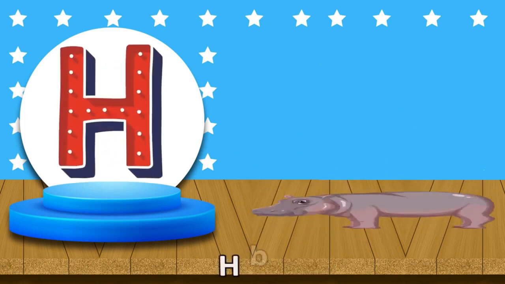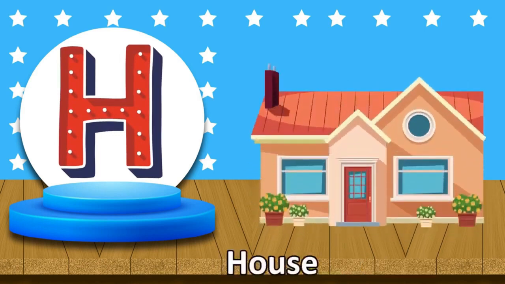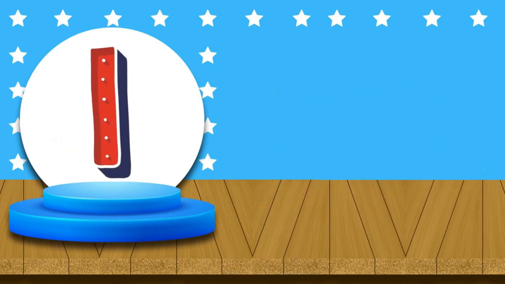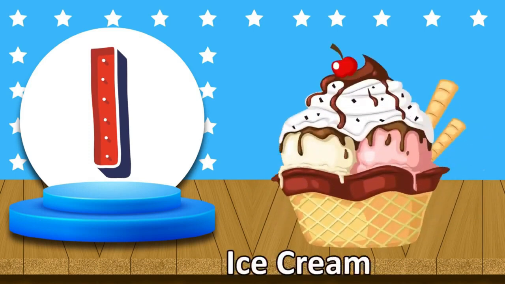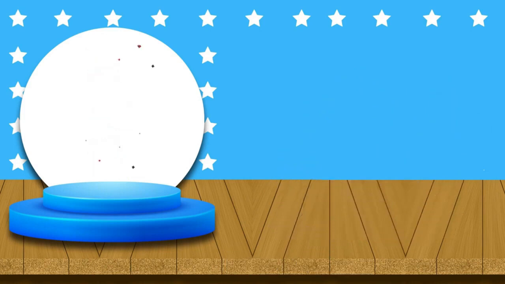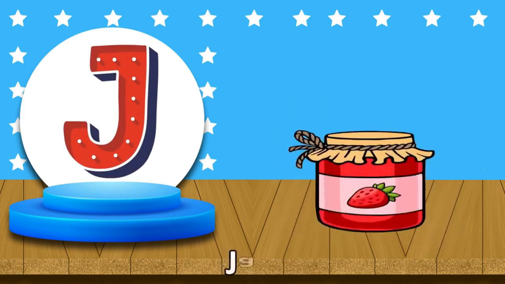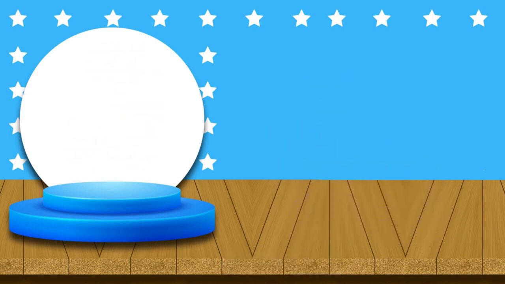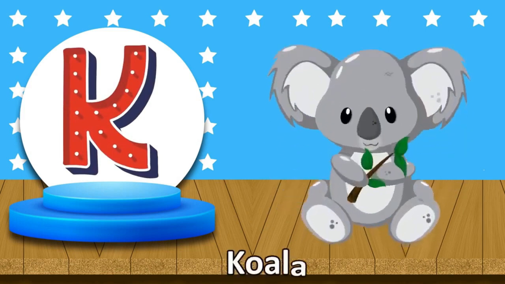H is for hippopotamus, hamburger, house. I is for iron, iguana, ice cream. J is for jaguar, jam, jellyfish. K is for key, kiwi, koala.